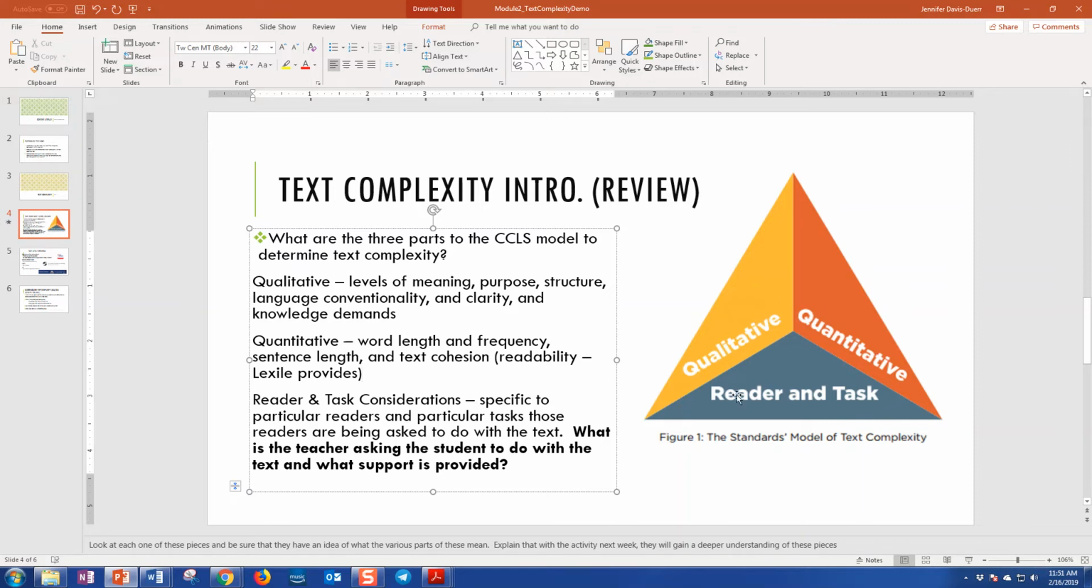So those are the two portions that most people seem to know the most about. And then you also have read an article that really focused on the reader and task considerations, really thinking about what the teacher is asking the student to do with that text and what support is provided. And so it's all three of these factors. It's really important to remember this. It's all three of these factors that really need to be taken into consideration when we think about text complexity and what we do with students in various texts.